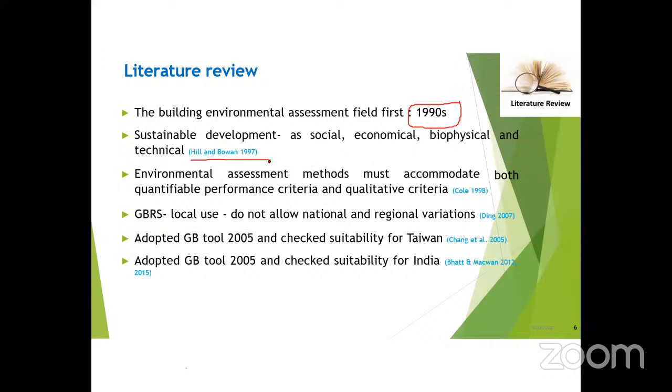Now Hill and Bowen modified the definition of sustainable development given by the Brundtland report in 1987, saying that sustainable development has social, economic, biophysical, and technical considerations. And Mr. R.J. Cole has a book on building assessment tools. His literature is very good. If you want to go deeper into green building and sustainable construction, you can refer to this author, R.J. Cole, and you can refer to his book also.